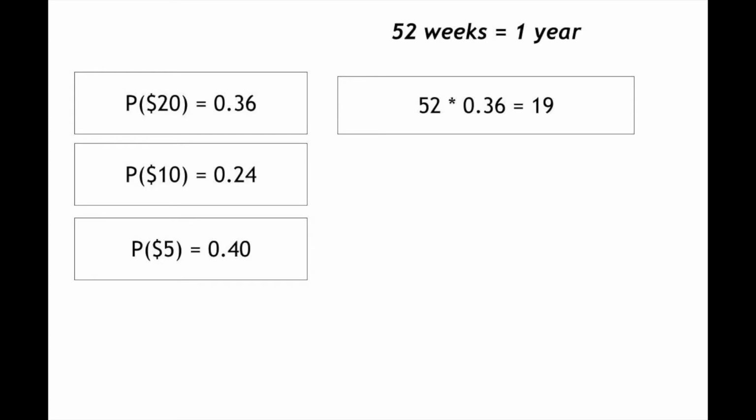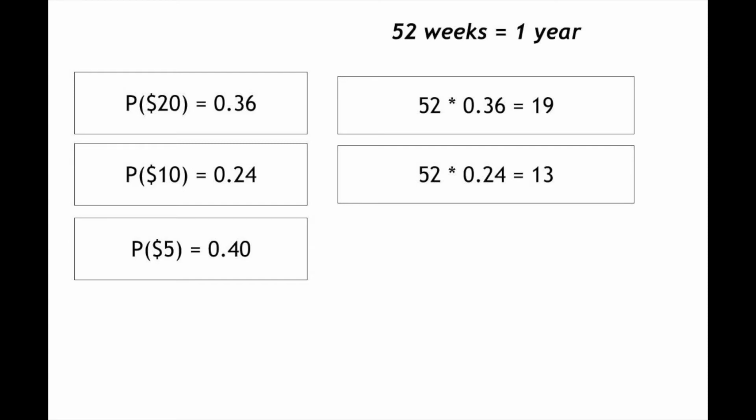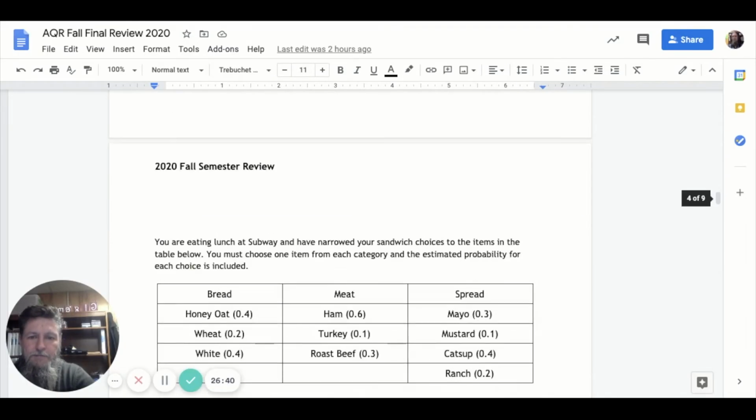Well, we go back to that schematic and we see that only 24% of the time does she have to pay the $10. That means it's 52 times 0.24, which is 12.48. So about roughly 13 weeks, roughly 13 weeks. She's going to pay $10. All right? So that makes it pretty simple, doesn't it?